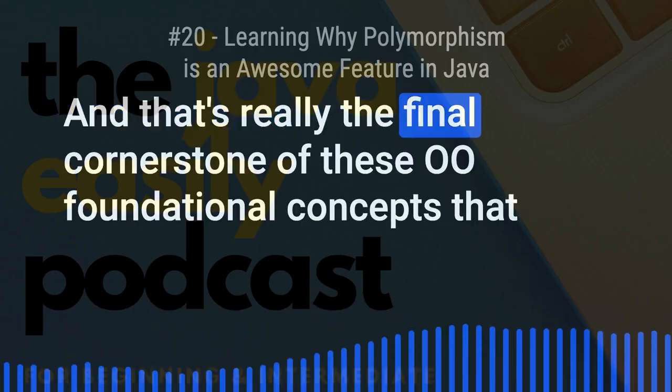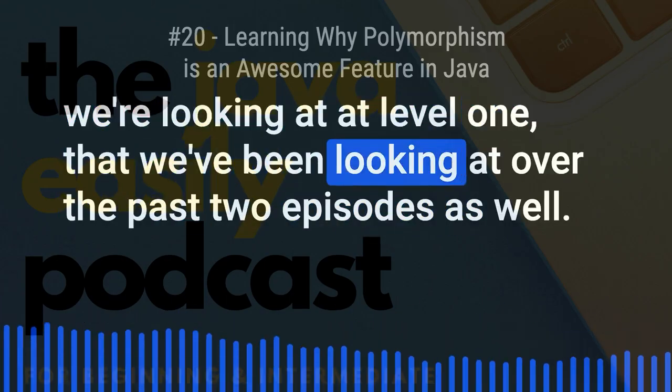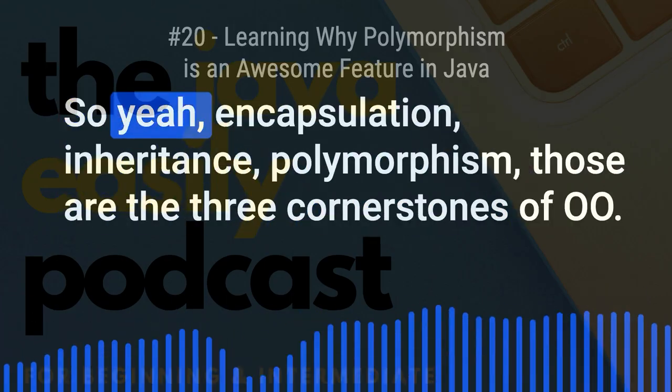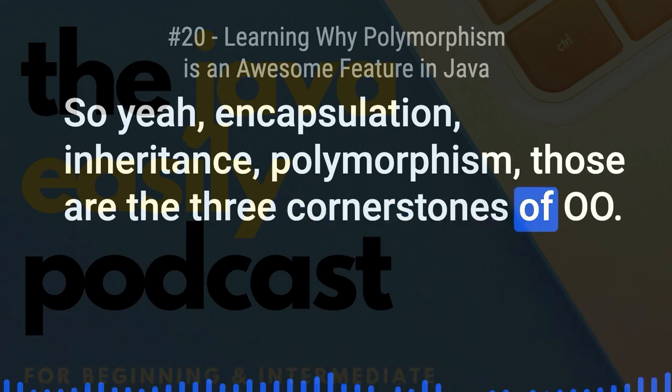And that's really the final cornerstone of these OO foundational concepts that we're looking at in level 1, that we've been looking at over the past 2 episodes as well. So yeah, encapsulation, inheritance, polymorphism, those are the 3 cornerstones of OO.